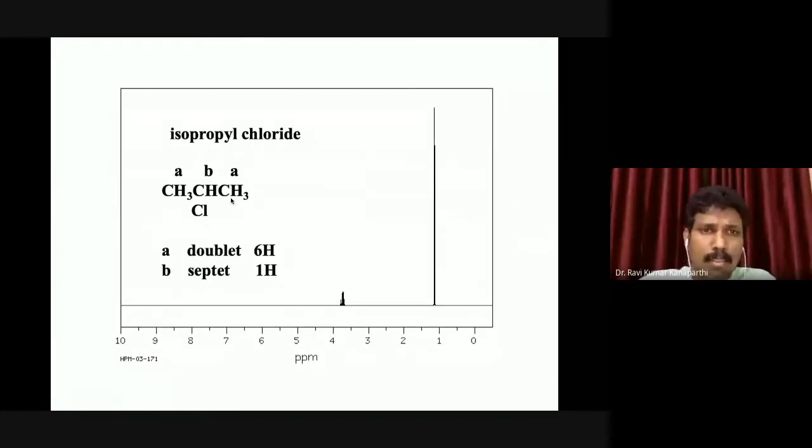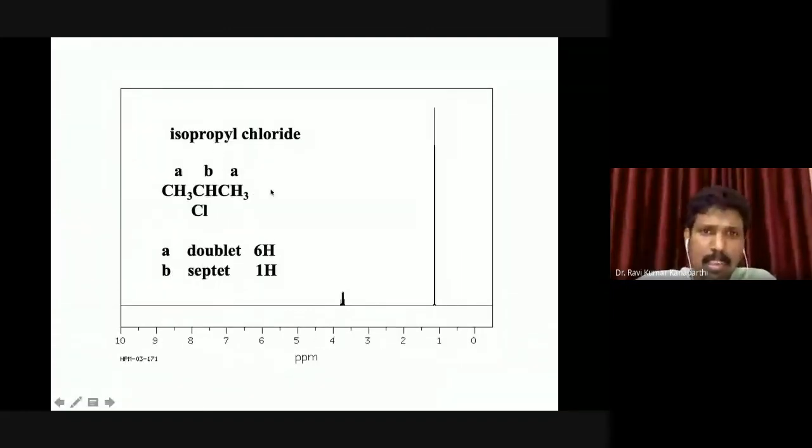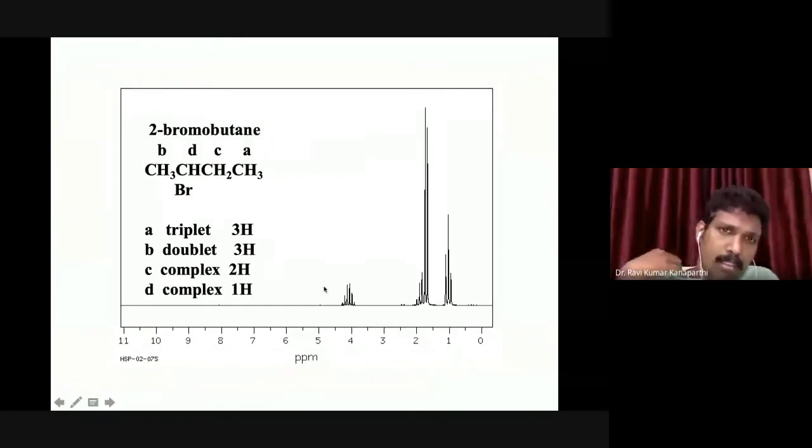Then isopropyl chloride. This point I also mentioned at the beginning, that the isopropyl group methyl protons will resonate at one position, and then the CH proton will resonate at another position. Okay, so just remember that. And maybe the splitting details we will discuss after discussing the spin splitting. Okay, so 2-bromobutane is another example. 1, 2, 3, 4. So 4 different chemical environments are there, and then 4 different signals we can observe.